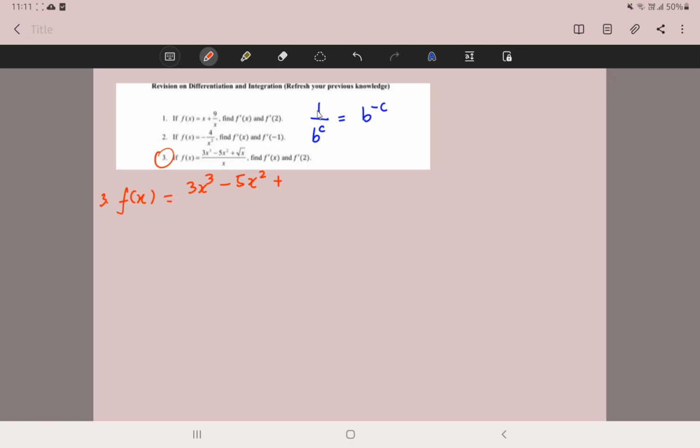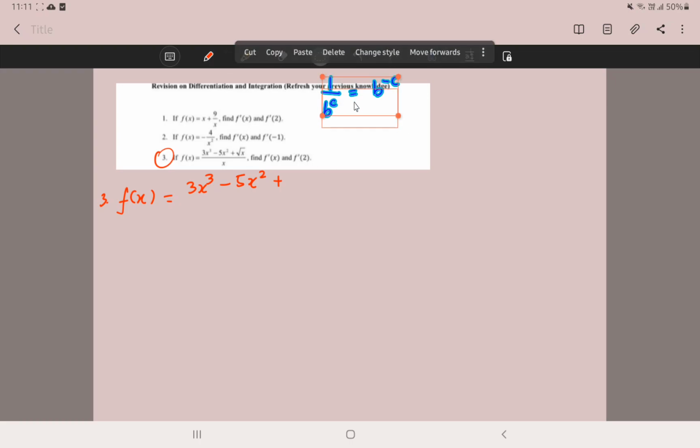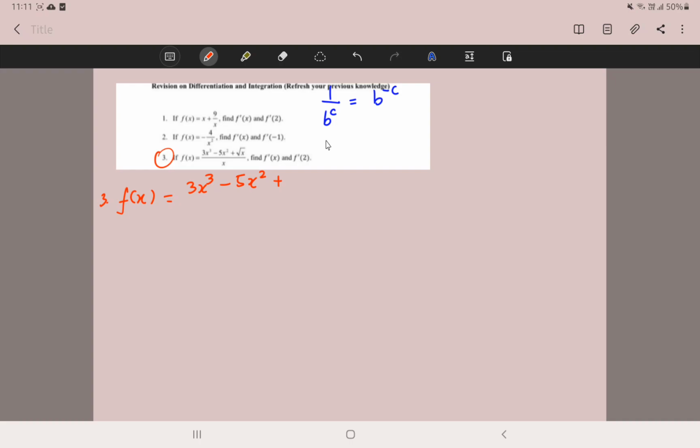So if you remember from your math class, square root of, for example, a, is actually equal to a to the power of 1 half. So if you have square root of x, it is x to the power of 1 half, or x to the power of 1 over 2. And then you need to divide all by x. So each term you can divide by x to the power of 1 basically.